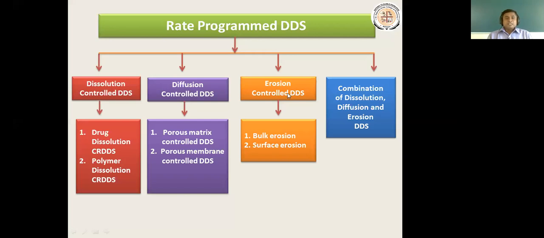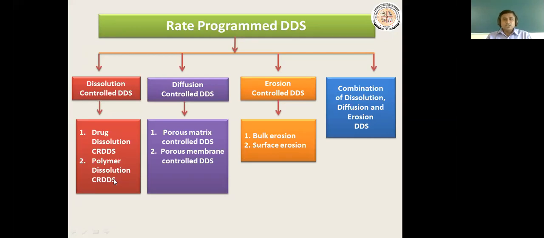Again, the dissolution control drug delivery systems are classified into 2 types. The first one is the drug dissolution control release drug delivery system. In this case, the dissolution of the drug from the formulation is controlled by the drug itself, or the drug has a slow dissolution rate. And the second is the polymer dissolution control release drug delivery system.